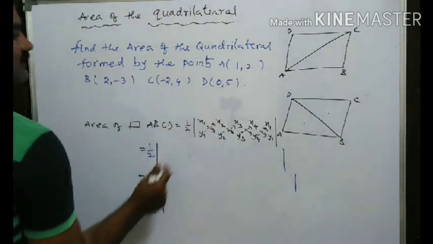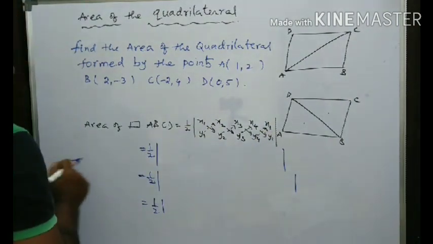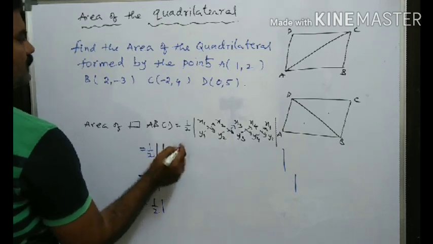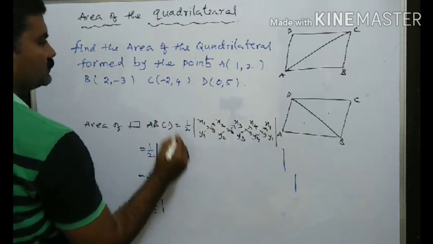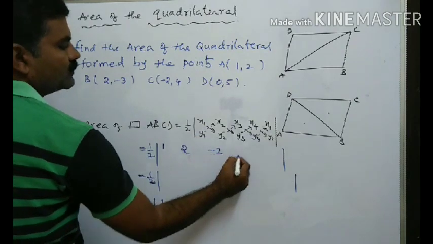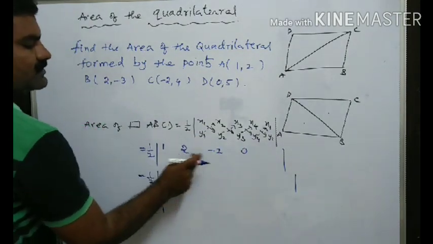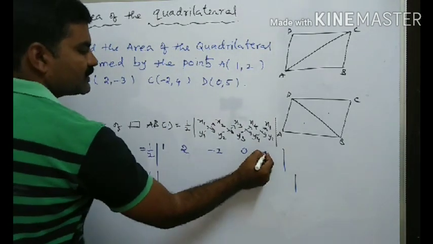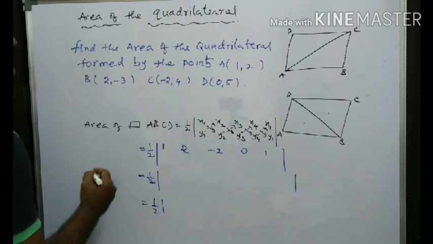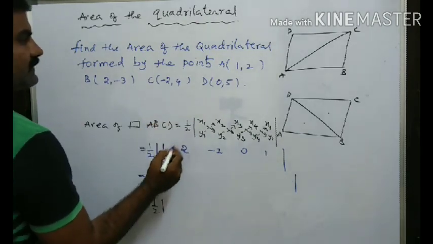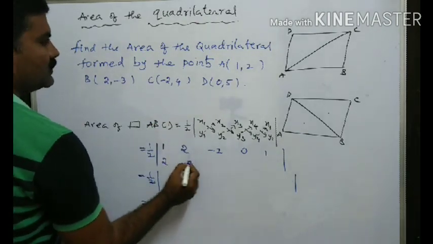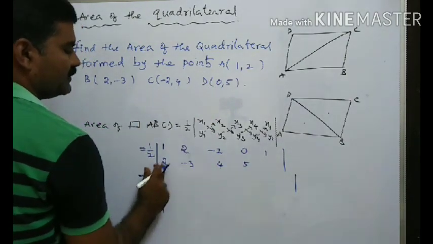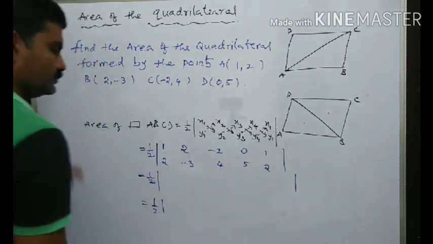So let us substitute all the x coordinates: 1, 2, -2, 0, that is x1, x2, x3, x4. After completing this, we need to repeat the first one, that is x1, which is 1. Similarly, please write the y coordinates also: 2, -3, 4, 5, and repeat once again the first, that is 2.